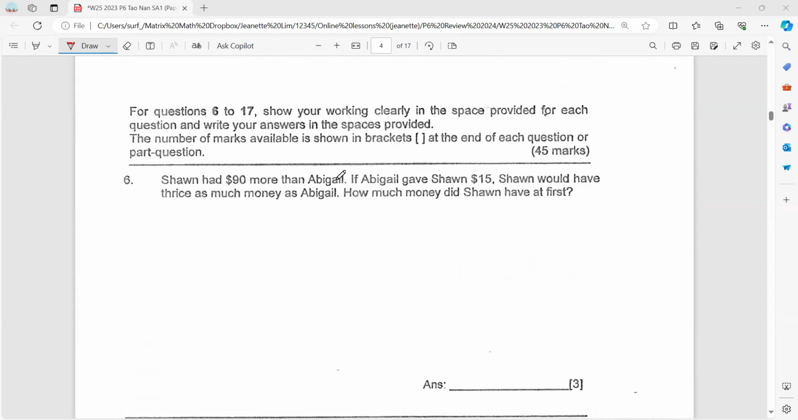Question 6. Sean had $90 more than Abigail. If Abigail gave Sean $15, Sean would have thrice as much money as Abigail. How much money did Sean have at first? Okay, so for this question here, we're going to use a model.